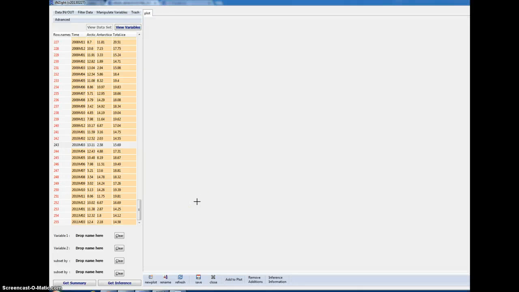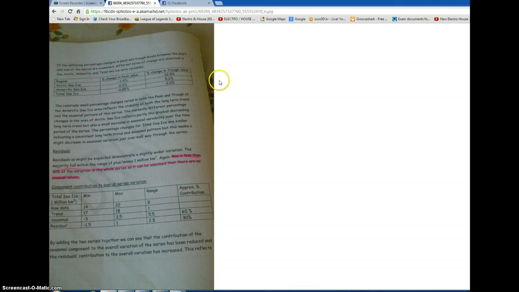This is a video covering one of the aspects of getting an excellent answer in your time series internal. If you look in your pink workbook, you'll find a table like this. When I first saw this table, I did not know what it was for, so I went on my quest to figure it out, and I have.